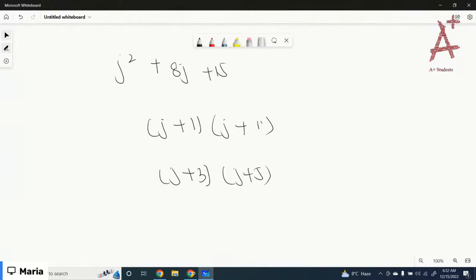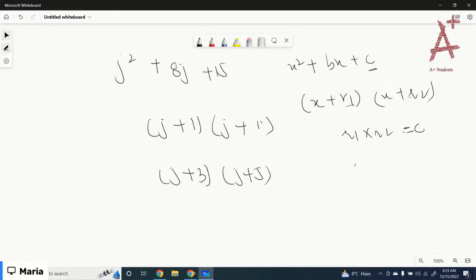If you compare this equation with the factored form of the equation, it would be x square plus bx plus c. When you factor out the equation, it would be x plus r1 and x plus r2. Got it? So when you multiply r1 and r2, it would equal c, this number. Got it? And when you add them, r1 and r2, that equals b. So just look at the options. The first one is j plus 1 and j plus 11. This is r1 and this is r2.